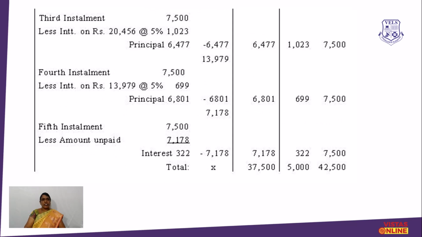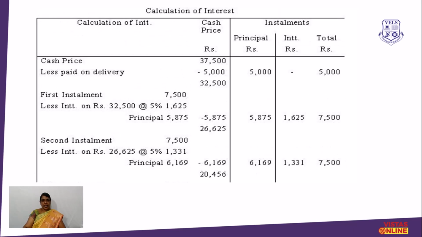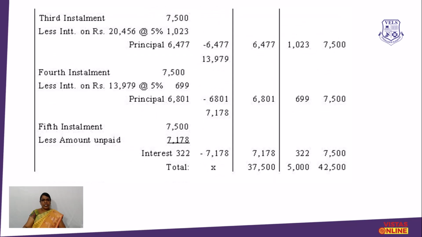Then we can see the third installment. In the third installment, the opening balance is 20,456. Go back to the previous slide. 20,456 into 5 by 100. You will get the interest 1,023, and the third installment is 7,500. 7,500 minus 1,023, you will get the principal amount 6,477.